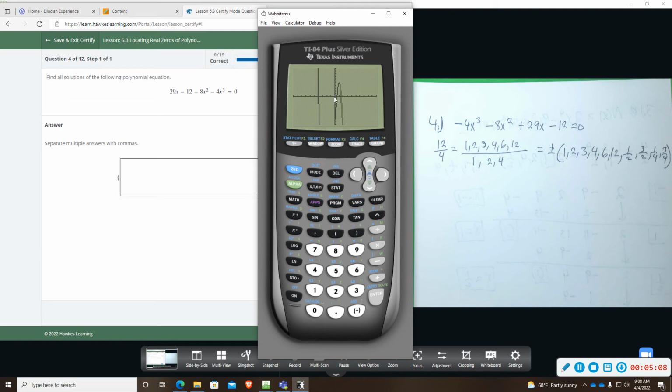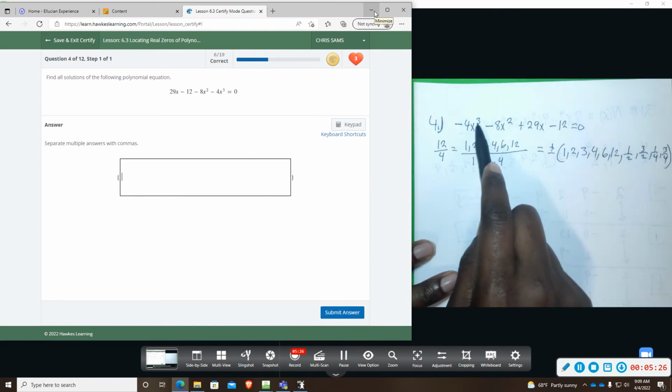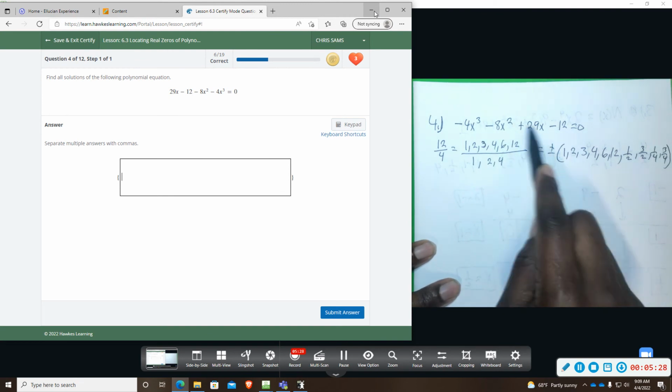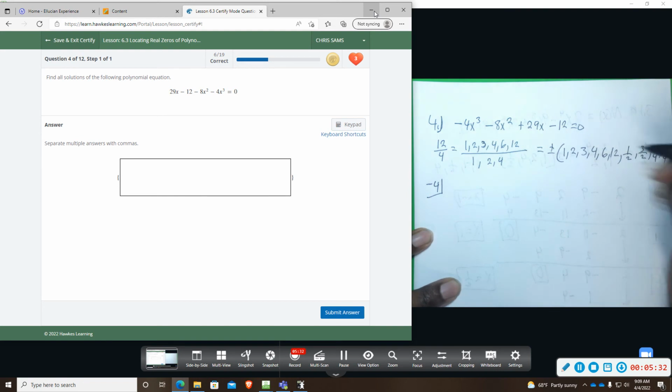So looks like -1, 2, 3, -4, which is in my list. So I'm going to try -4, and these other ones look like fractional numbers. So I'm going to try -4 first. So notice I have 3, 2, 1, 0, not missing any terms. So I'm going to put my -4 in my box. That's the one I want to try.